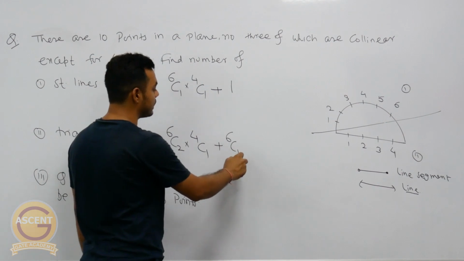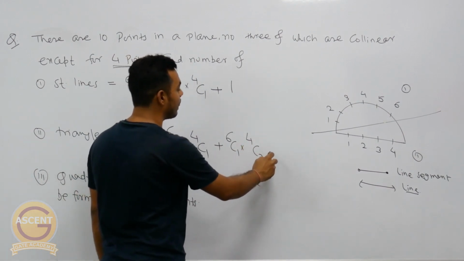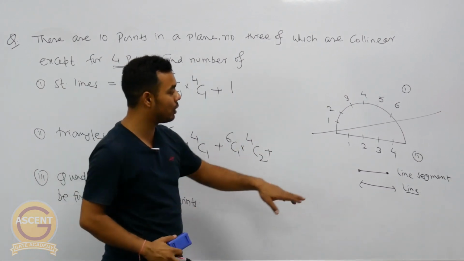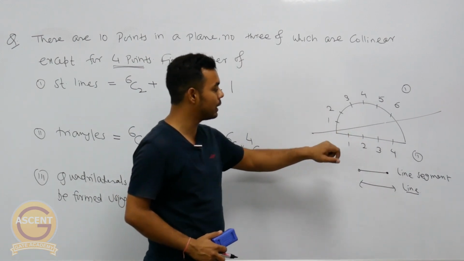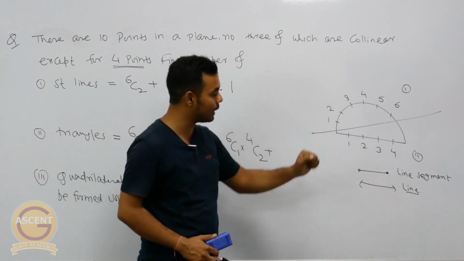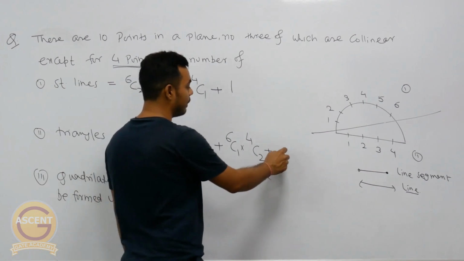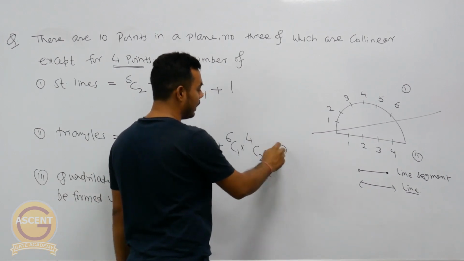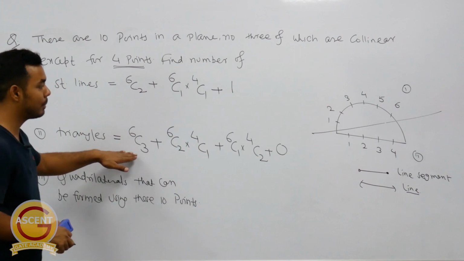So this will be 6C1 into 4C2, plus now if I select all the 3 points from these 4 collinear points, then in that case I will not get any triangle. So this means if I select any 3 out of these 4, I will get 0 triangles. So this will be the number of triangles.